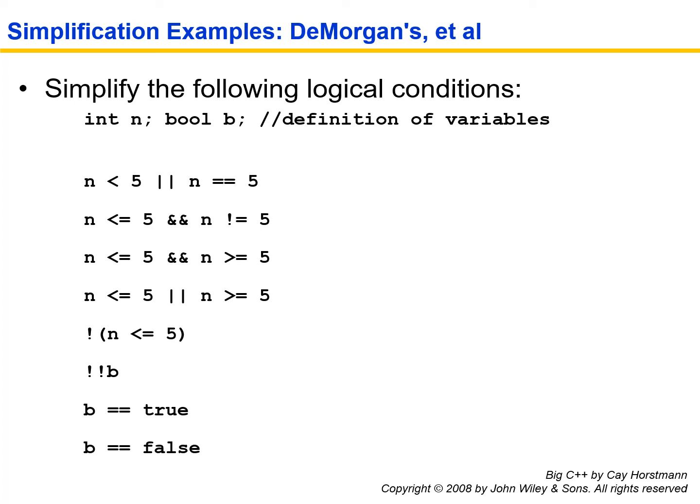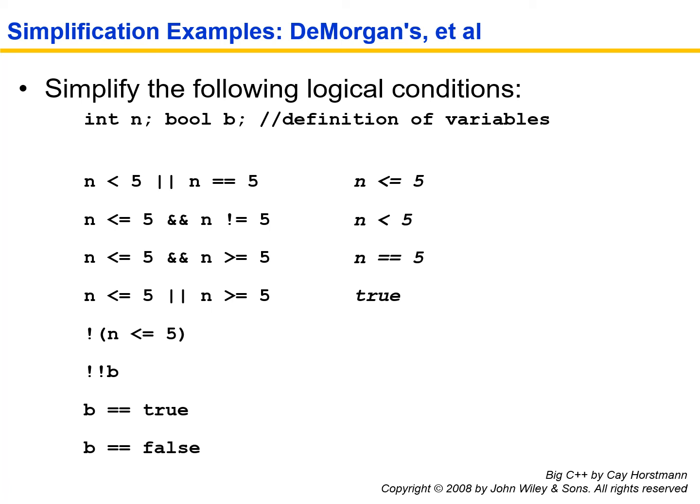Okay. Completely independent of De Morgan's law, we can simplify some of these situations that come up commonly. n less than 5 or n equals 5, just write that as n less equal 5. n less equal 5 and n not equal 5? Well, that's the opposite. We can write that as n less than 5. n less equal 5 and n greater equal 5? Well, you can't be less than and greater than, so the only situation that fits that is n equals 5. n less equal 5 or n greater than equal to 5? Well, it's got to be one of the two, so this is just true.